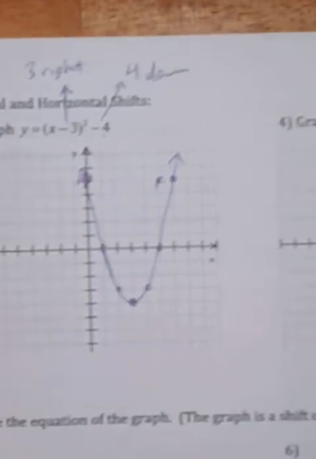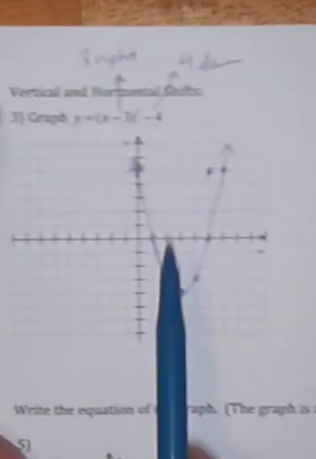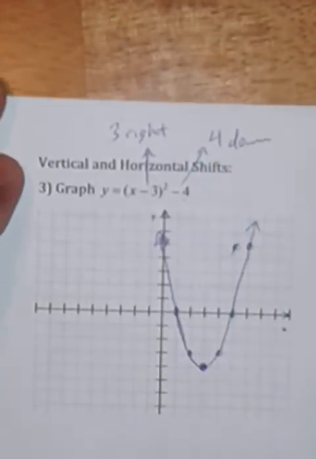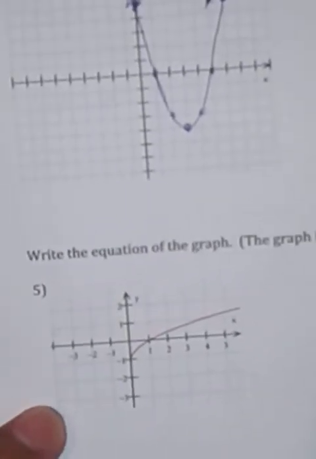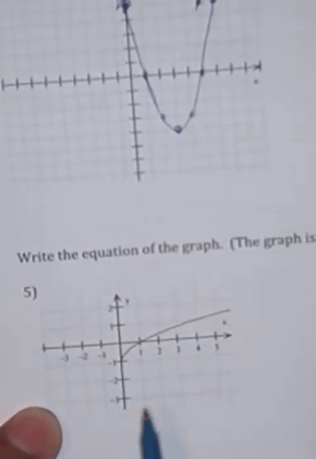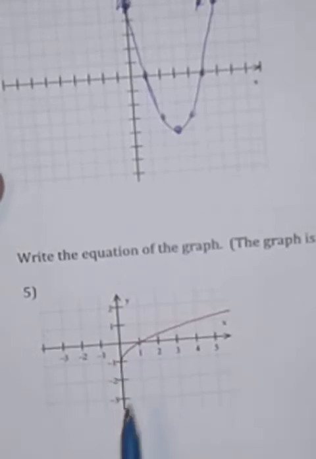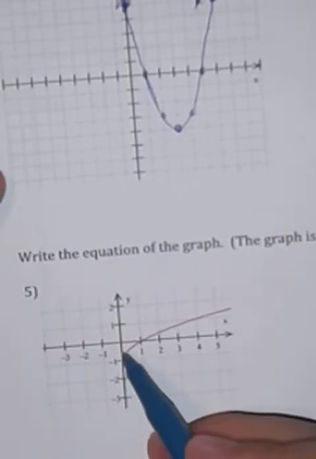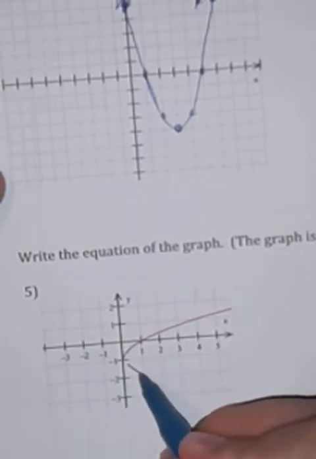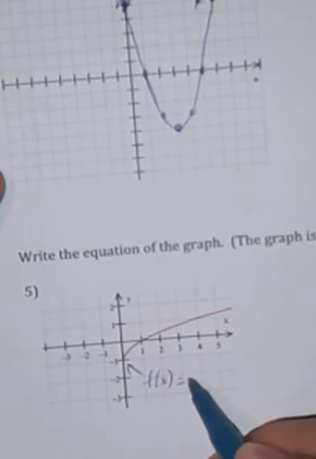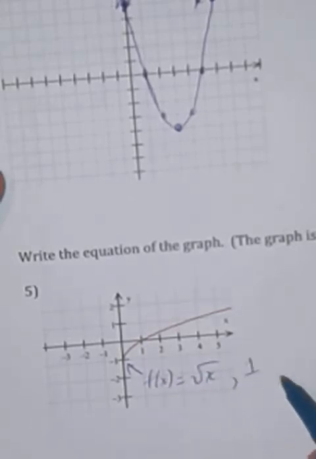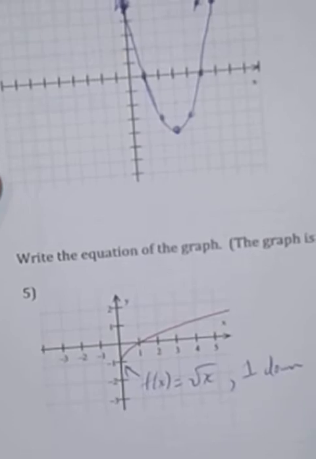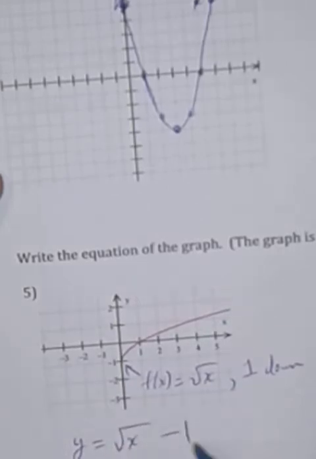And then I'm going to let you guys do that. Notice it's a good idea to make note of your shifting. And for number 5 and 6, we need to write the equation. So let's do this one. This one is the square root. So this is the square root shifted 1 down. So f of x equals square root of x, 1 down. Then 1 down means it's a minus 1 outside the square root. So this will be y equals square root of x minus 1.